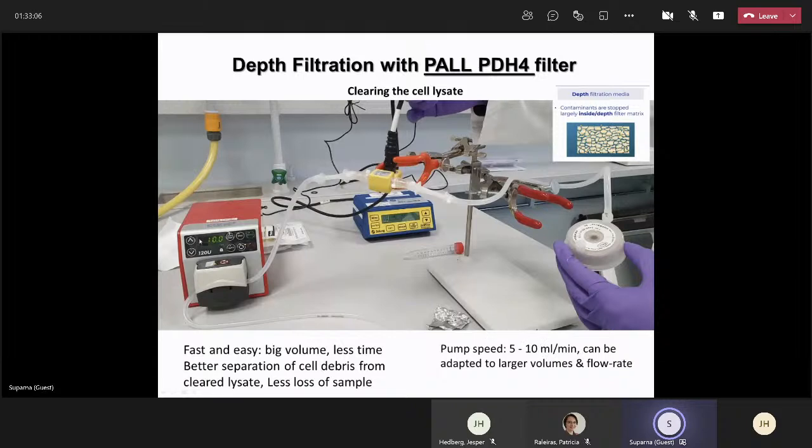They ran this at, you can say, 10 ml per minute. But if you choose, like Patricia said, much bigger filters, then the pump speed can be made much higher. So that means this is a very effective and efficient step and can be used for clearing lysate, not only for ribosomes, but for many other things. And we have experienced it.